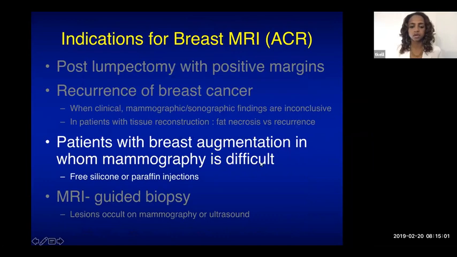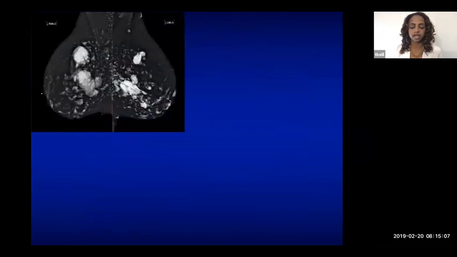MRI is also useful in patients with breast augmentation in whom mammography is difficult, especially patients that have free silicone or paraffin injection. Here you can see this patient has had a silicone injection for breast augmentation, and the silicone granuloma, this dense white stuff, is obscuring any potential malignancy. And it's difficult to interpret this mammography.